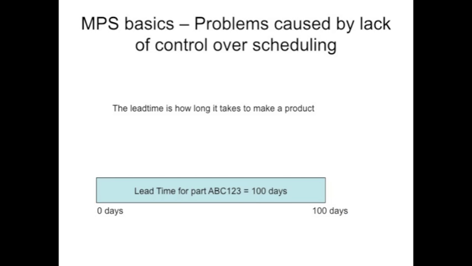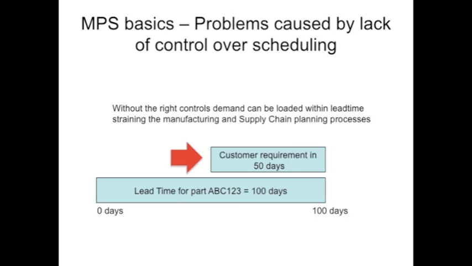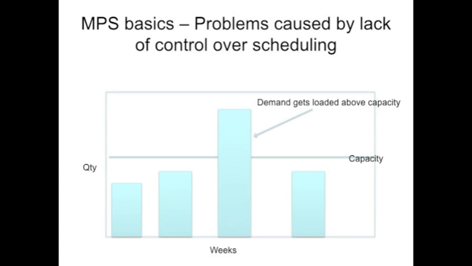There are various problems with this method. Typically, the first one that we see is items loaded within lead time. The lead time is how long it takes to make a product. Without the right controls in place, demand can be loaded within lead time, straining the manufacturing and supply chain planning process. Another common issue is that capacity is often not adhered to, and demand gets loaded above capacity, which can result in customer schedule adherence problems.